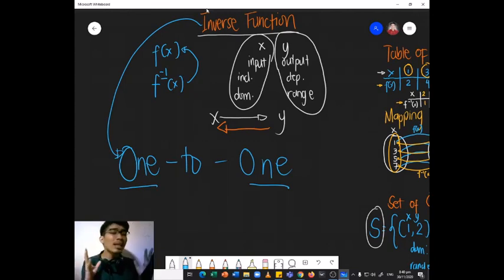I do hope that this video helps you on how you are going to define and represent a function and the inverse of the function. For more understanding about the inverse function, you may proceed now to my next video.